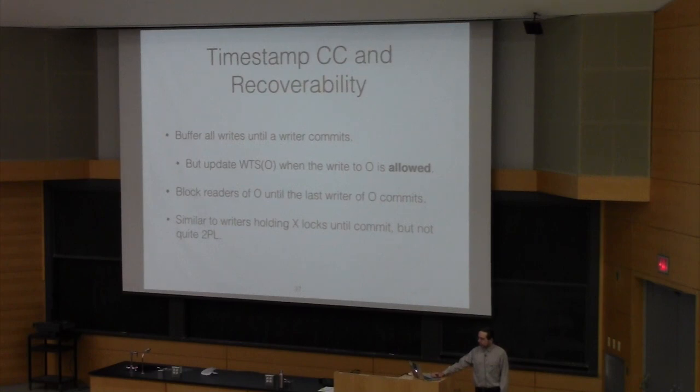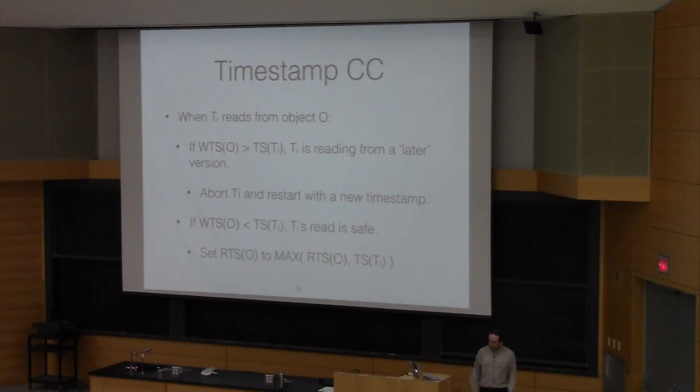Okay, let's go back to one thing here. We have a few minutes. Recall that when a transaction tries to read from an object, that read is only safe if the version that we're reading from is one that came before the transaction that we're currently looking at. So if another later transaction tried to write to that object, or did write to that object, then we have a problem. Can we avoid that?